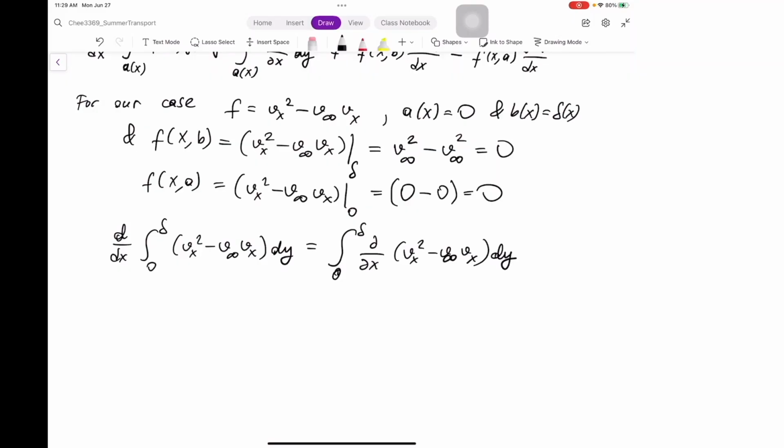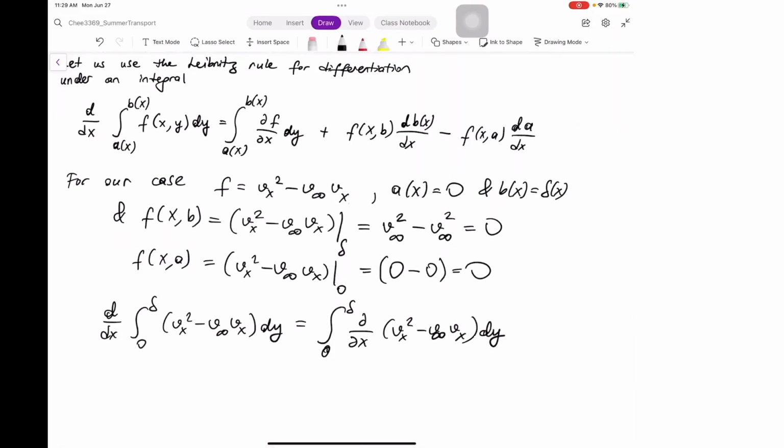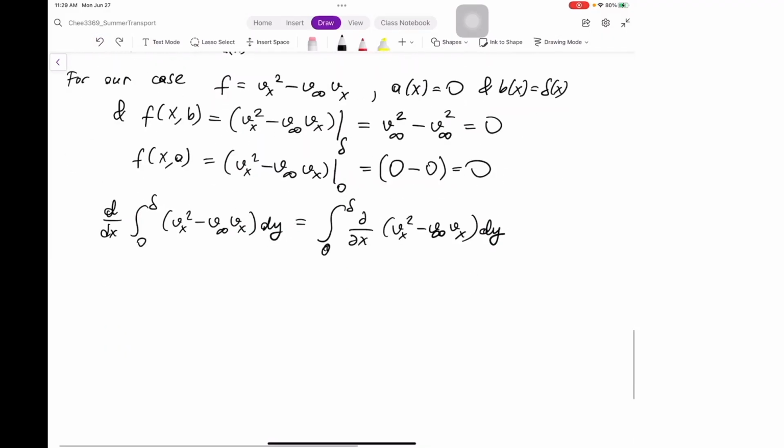And we don't have the other terms, right? See, this one is going to be 0, this one is going to be 0 for our case. We said that, right? So you only have this term for this particular case. So for us, it's the case that we can actually take the differentiation within the integral and take it out of the integral.